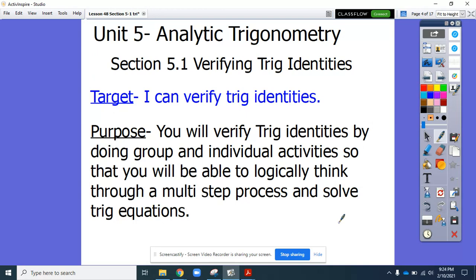And why are we doing this? These identities are going to help us when we solve trig equations, but also this entire lesson, we'll spend several days on this, is really good for practicing thinking logically through a process. Warning, it's not easy, because you have to really think about it. You have to be willing to try and maybe go back and start again. So this is going to be really good practice thinking through that kind of process.